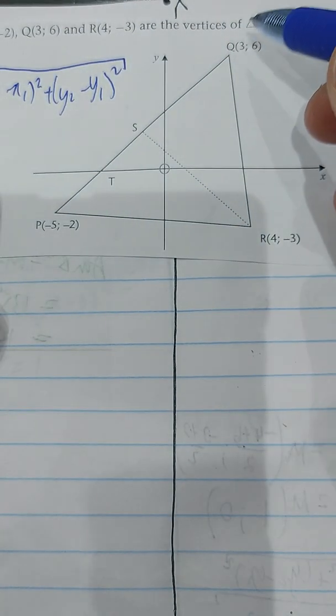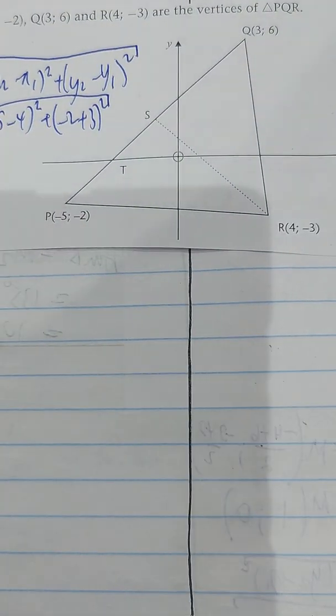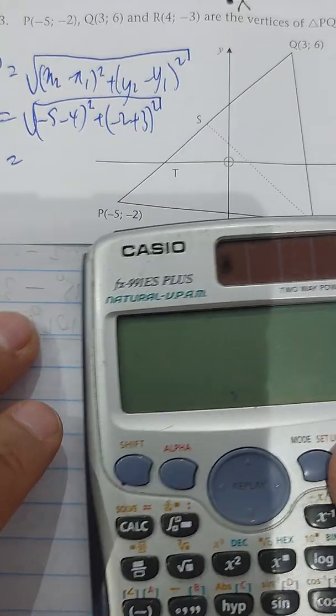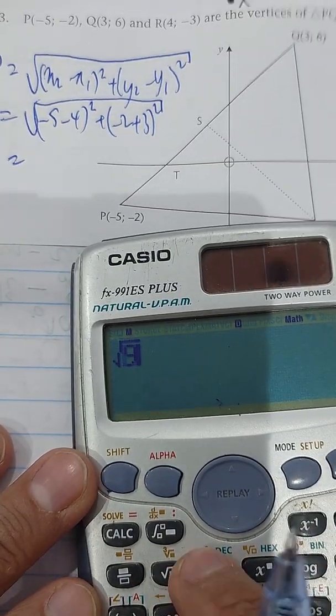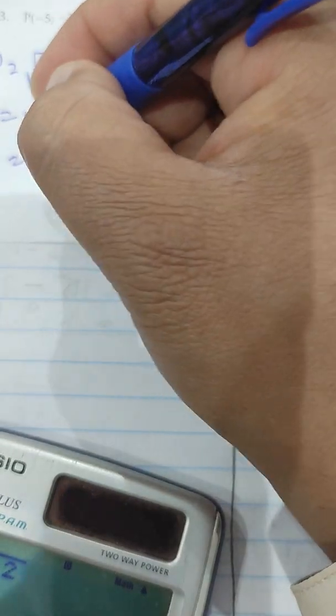Now, to prove that RQ is equal to RP, we're going to use the distance formula. So the distance of RP, we could start with RQ, doesn't matter. It's going to be the square root of (x2 minus x1) squared plus (y2 minus y1) squared. So P, which is this point here, so it's going to be (-5 minus 4) squared plus (-2 minus 3) squared. Right, let's put that in the calculator. So that is going to give you the square root of 9 squared plus 1 squared. Okay, it's going to give you the root of 82.